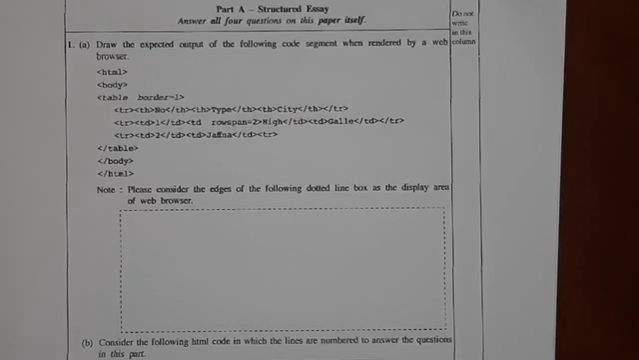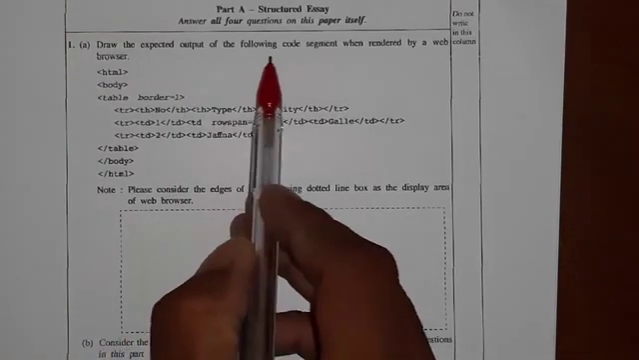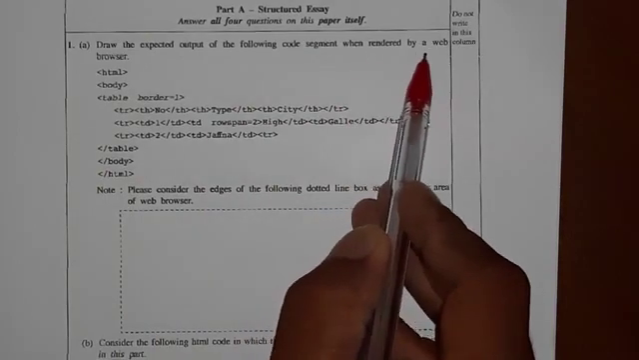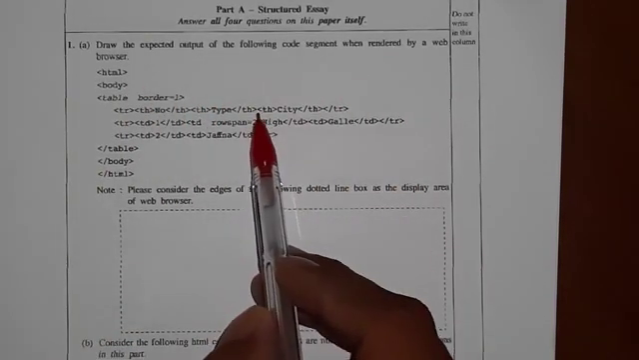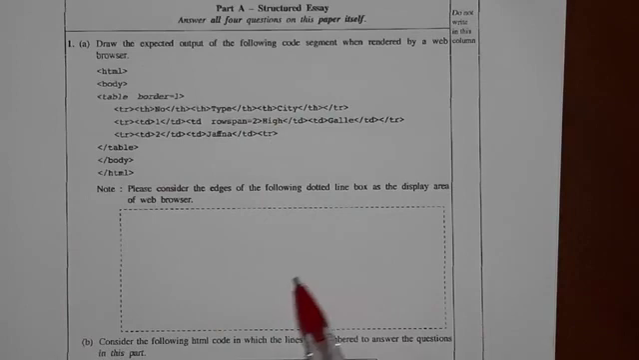Draw the expected output of the following code segment when rendered by a web browser. You are supposed to draw the output here.